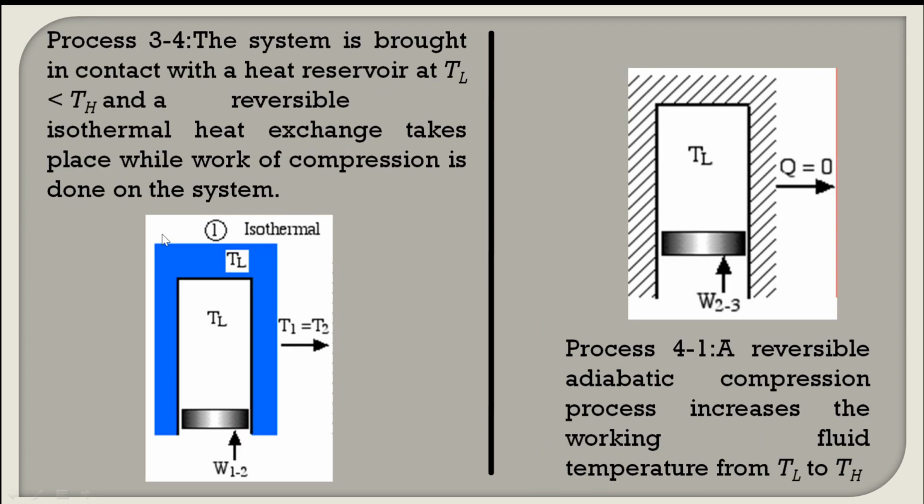And again in the third process, which is a compression process, the piston will start moving upwards isothermally in order to maintain the temperature constant during the heat rejection process, that is at TL. The cylinder is made in contact with a low temperature sink, which is at temperature TL. So here we need to give some work input, compression.